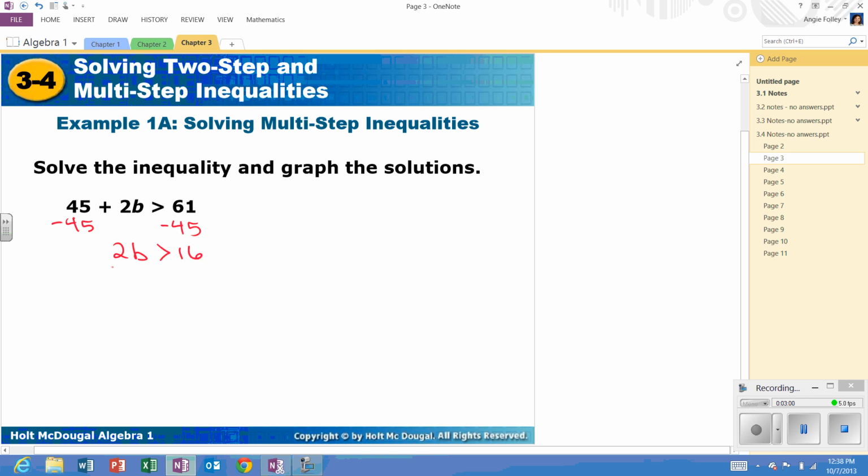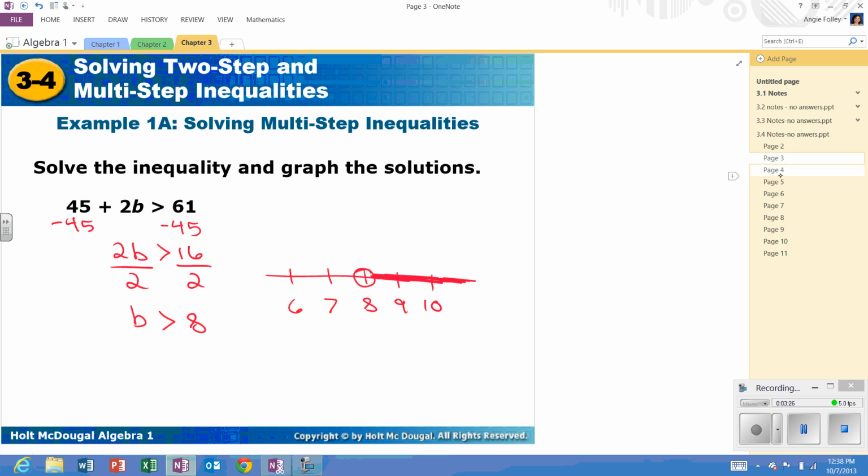Now I've got a second step. I've got to divide by 2. So we're treating this just like it would be if it was an equation. So then b is less than 8. Now to graph it, 8, 9, 10. We'll do some on this side. We're going to do an open circle at 8, and it says b is less than 8. So it's everything to the left. Okay, so that involved 2 steps. Let's try the next one.